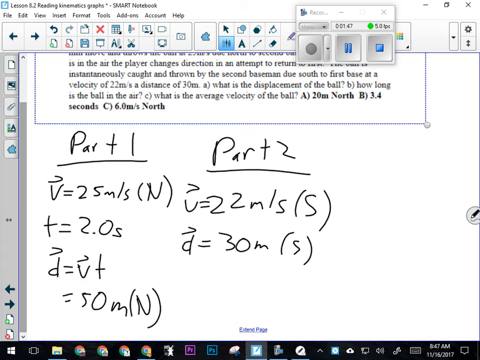We already know the displacement for part 2, so now we can figure out the total displacement. The total displacement is that it went 50 meters north and then 30 meters south, so the displacement is 20 meters north, right?